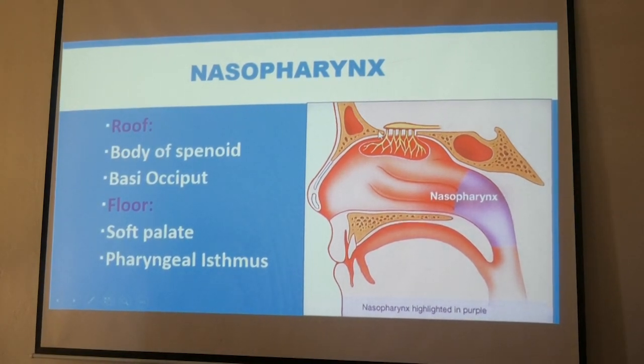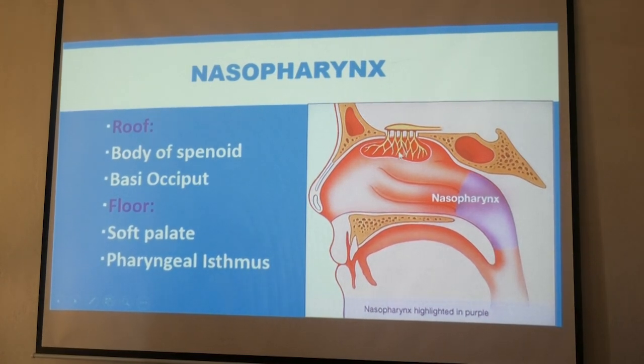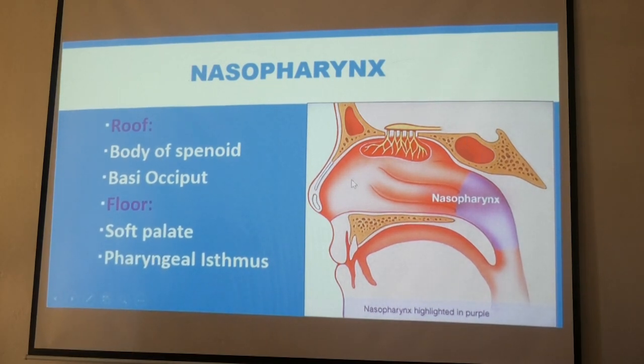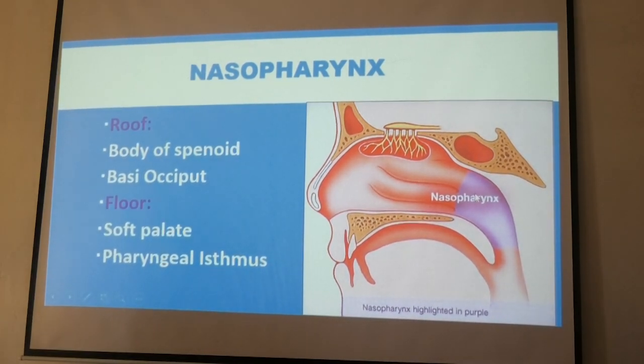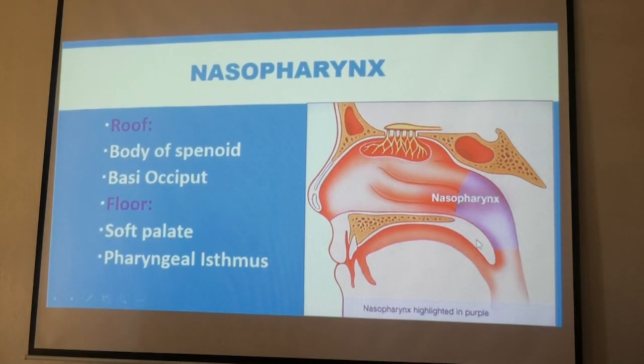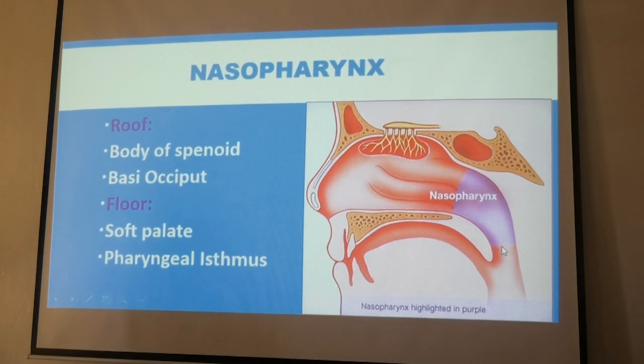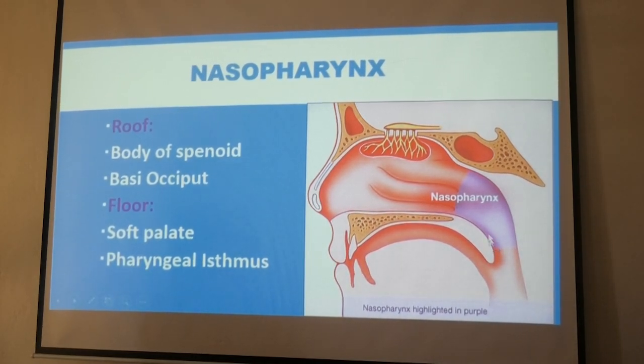Okay, body of the sphenoid, this is the olfactory bulb. And basi-occiput, this is the basi-occiput, and floored by the soft palate. So which one is the soft palate? Here, this is the soft palate. And the pharyngeal isthmus, that is the common between the nasopharynx and oropharynx.